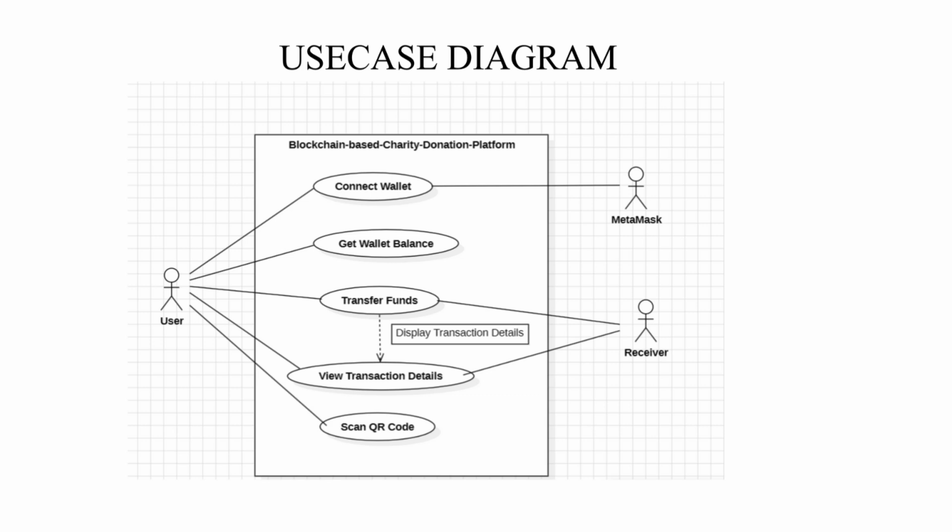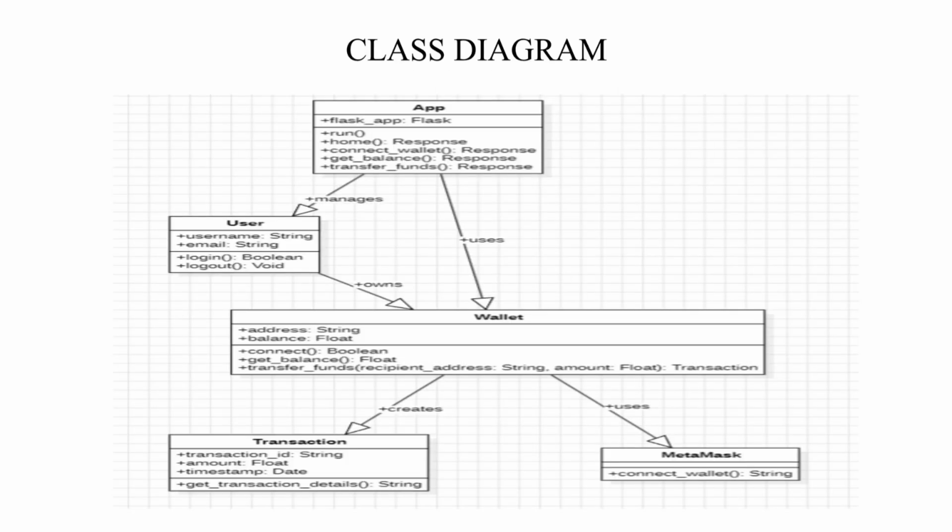Design. The use case diagram explains how the user interacts with the system. The user connects the wallet, then the user can check the balance of their connected wallet, then the user can transfer funds from the user to the receiver. This process includes a step of displaying transaction details, which shows the specifications of the transaction being executed. The user can view the transaction details of past transactions.